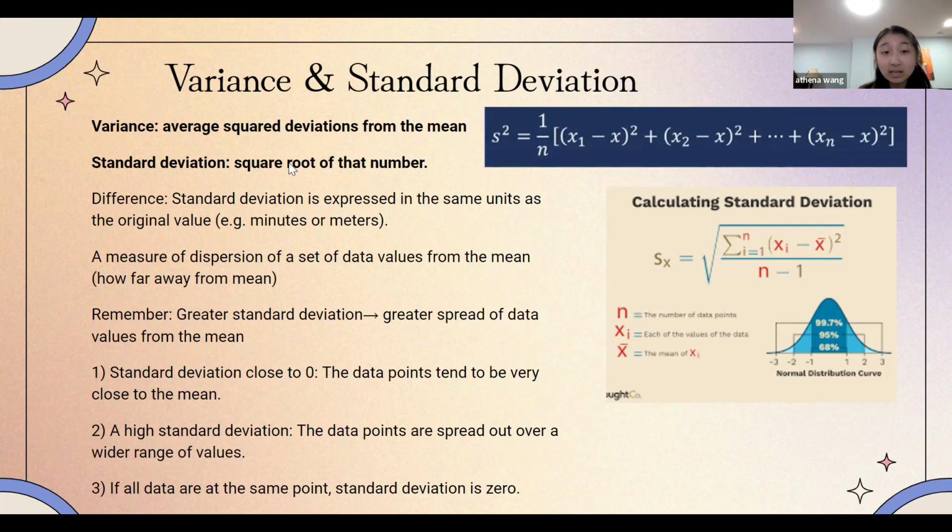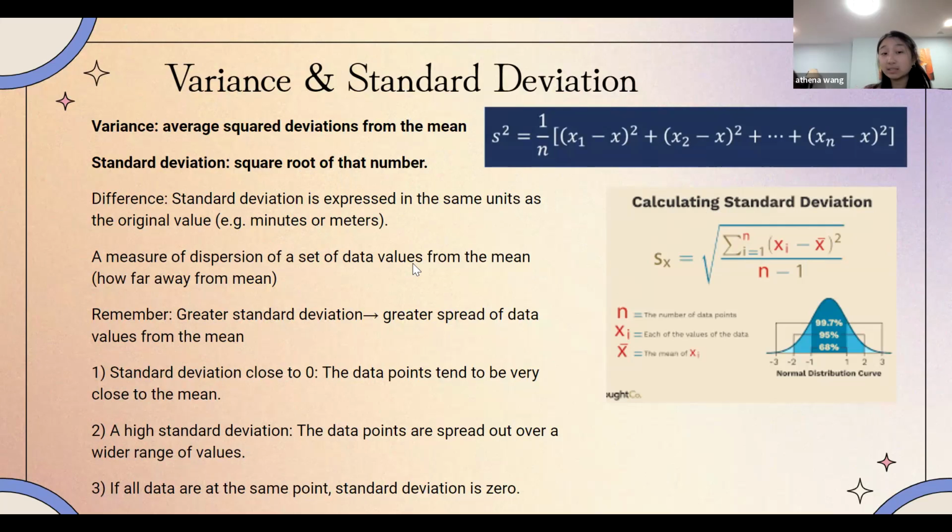And standard deviation is the square root of the variance. So it would always be denoted as s of x, and if it's the variance, it would be denoted as s squared x. Okay, so the difference between the variance and the standard deviation is that the standard deviation is expressed in the same units as the original value. So if it was minutes or meters in the original value, the standard deviation of it would also be in minutes or meters.